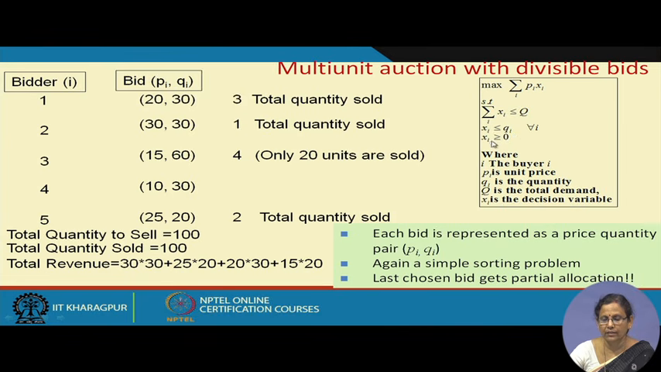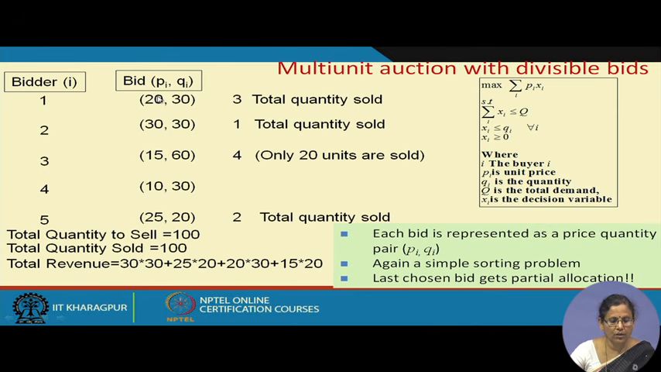And all these X_i are real variables, they are no more integer variables. And the total quantity I sell, the sum of all these X_i's, should be less than or equal to Q. In spite of this complex looking mathematical formulation, it is again a very simple problem. How do you solve it?